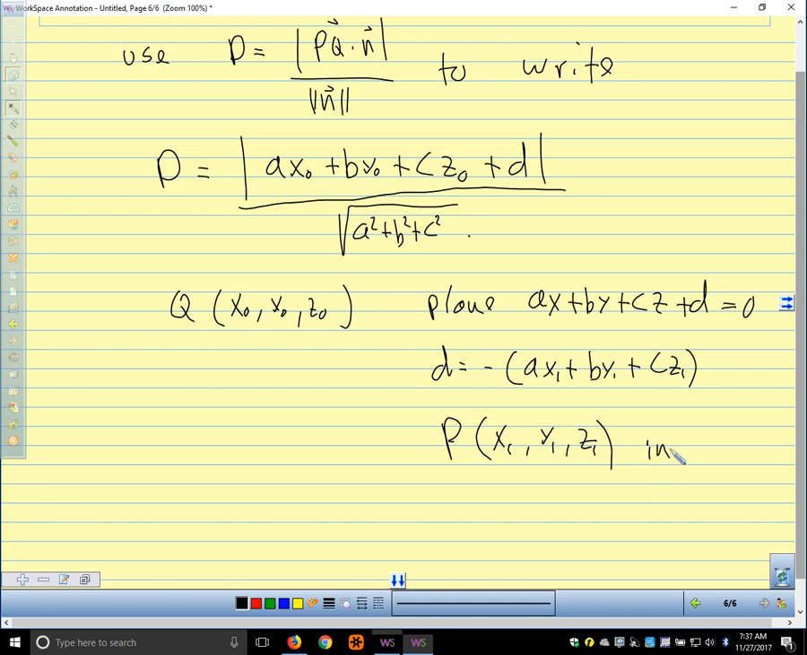So you just use the formula versus the absolute value and square roots. Yeah, the absolute value, this square root is the magnitude of n, and this PQ dot n absolute value turns out to be this thing.